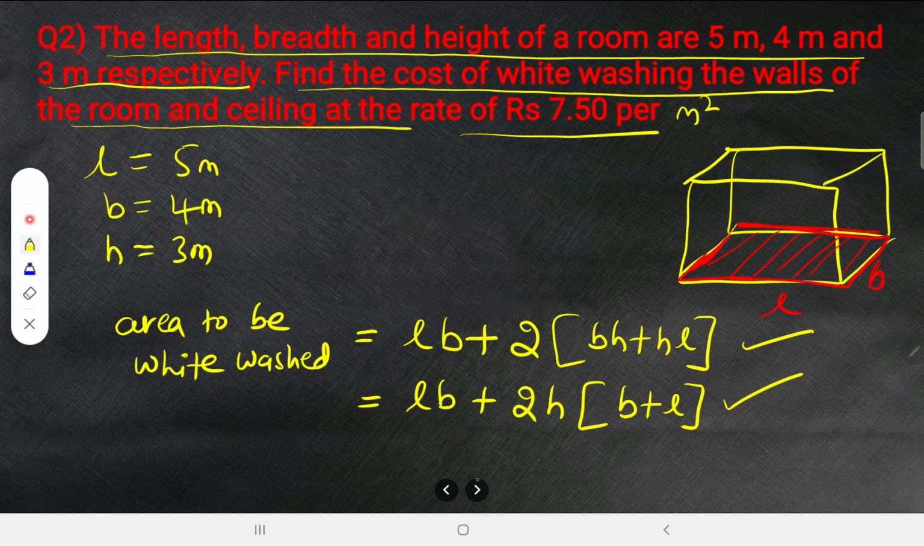5, 4, 3, right? So just do that. LB means 5 into 4, plus 2 into, what is H? H is 3. Please do this calculation.